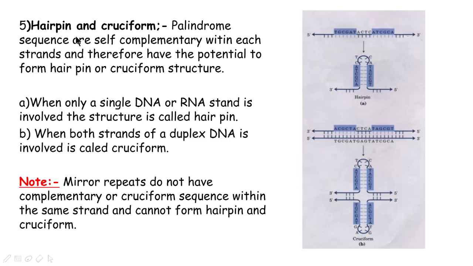What is the hairpin and what is the cruciform? Palindrome sequences are self-complementary within each strand, therefore they have the potential to form a hairpin or cruciform.